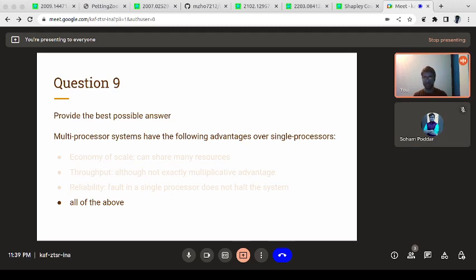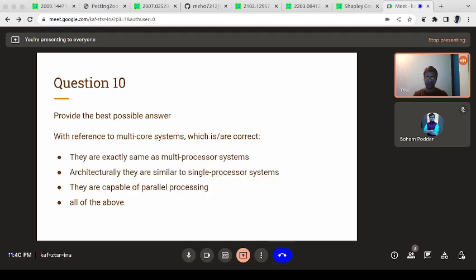That is, it can share many resources, so it provides an economy of scale. Also, the throughput of course is more since it has multiple processors, but it is not exactly multiplicative, since it requires a monitor to monitor all the processors so that they work in sync. But yes, they are reliable also. That is, a fault in a single processor does not actually halt the complete system. So yes, all of the above are correct.